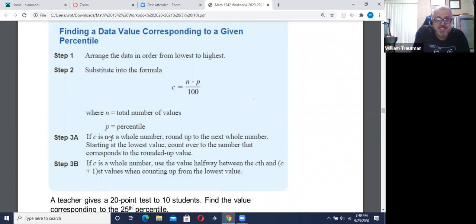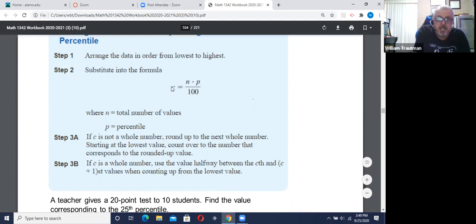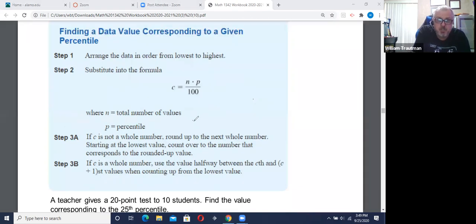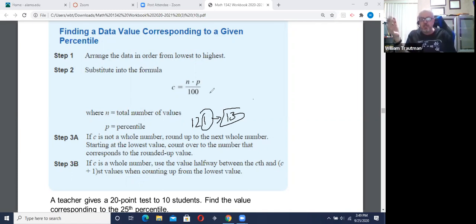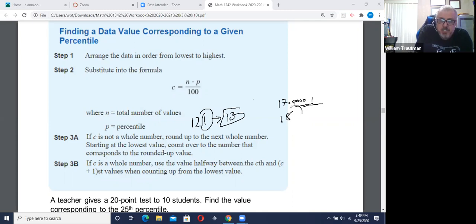If C is not a whole number, round it up to the next whole number. So it automatically, even if the score was 12.1, goes up to the next whole number. We're not rounding according to the decimal. If there's any piece of decimal, it goes up to the next whole number. If I had 17.0001, it goes up to 18. That's called rounding up to the next whole number.